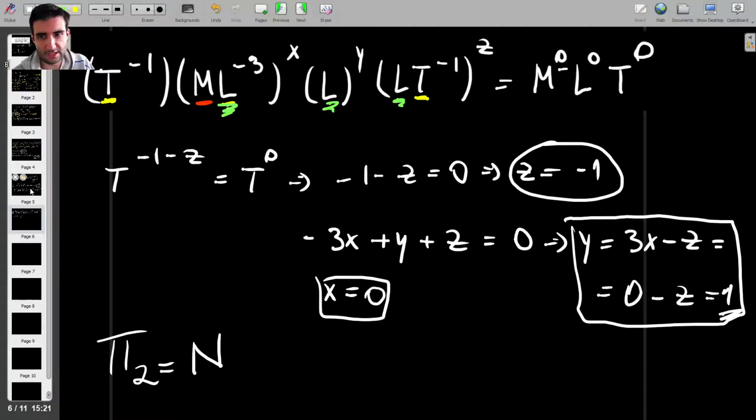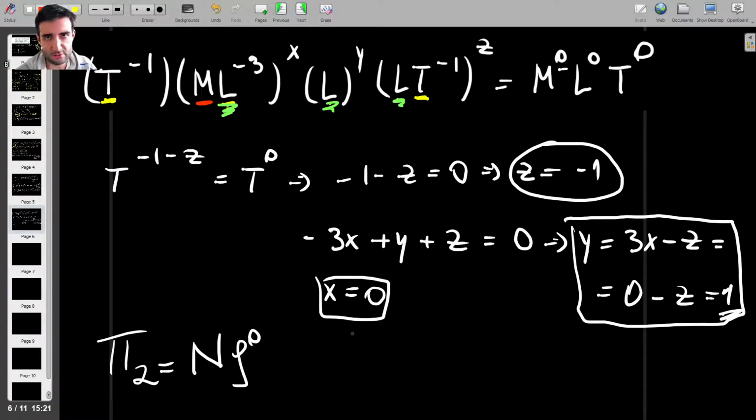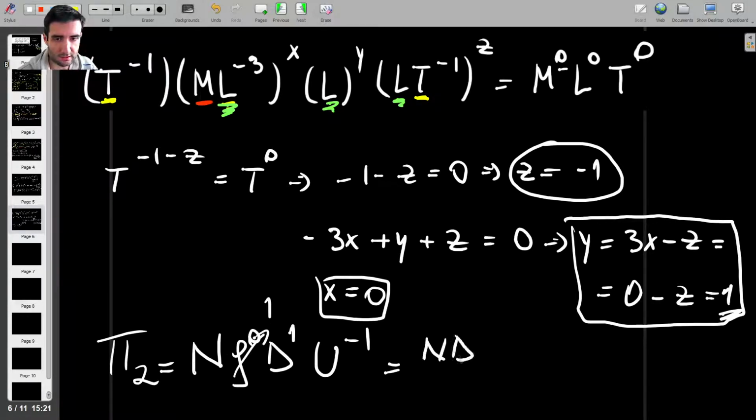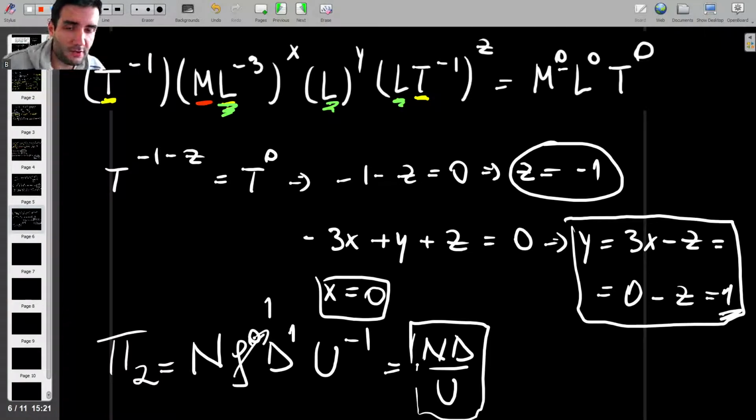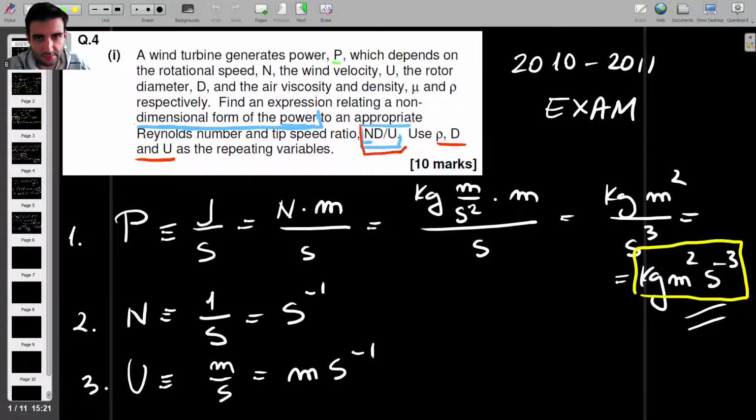n stays as n, that's to the power 1. Then we have rho to the x, which is rho to the 0. Then we have D to the y, so D to the 1. And then we have U to the minus 1. And look what happens if we rewrite this. So this is basically 1, we can ignore it. This is nD over U. So the non-dimensional form that the question gave us, which is nD over U, is actually what we found out as a result of the Buckingham pi theorem, right?